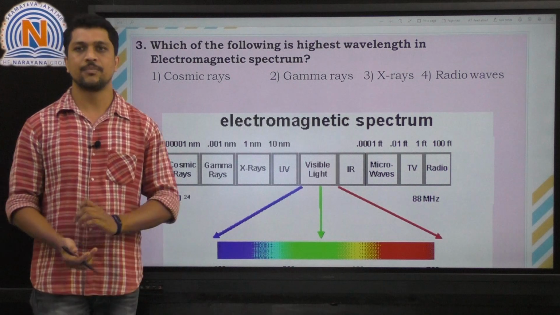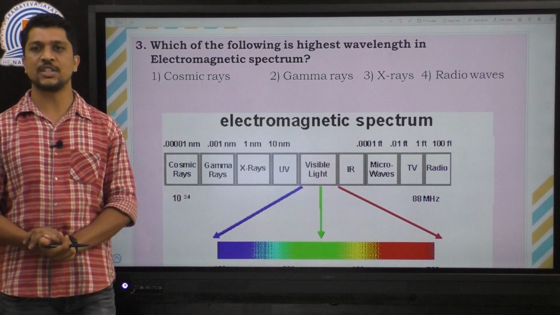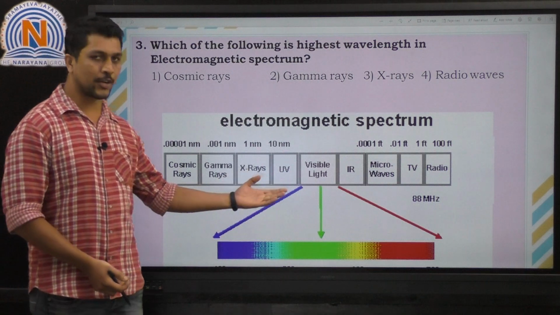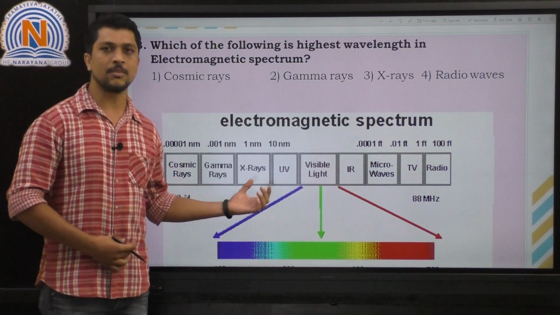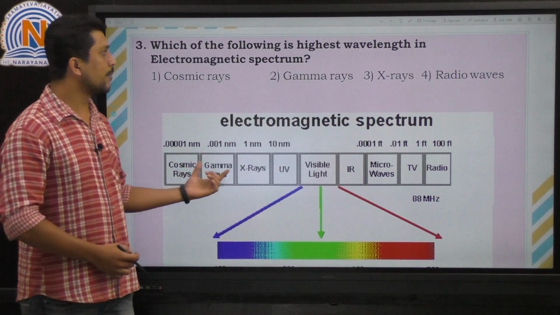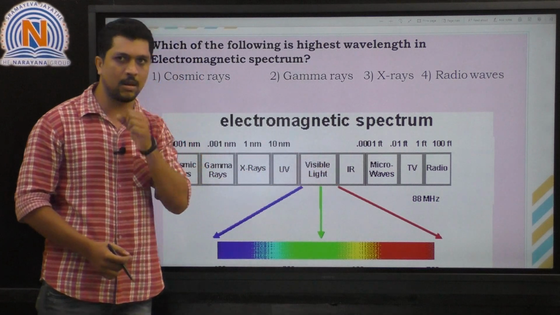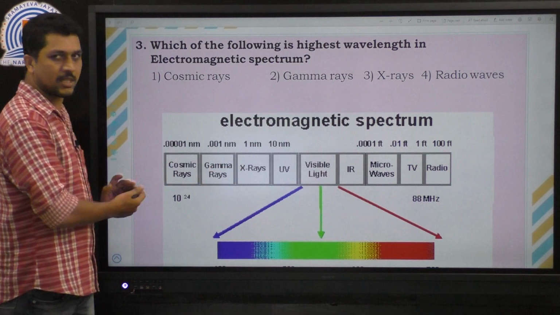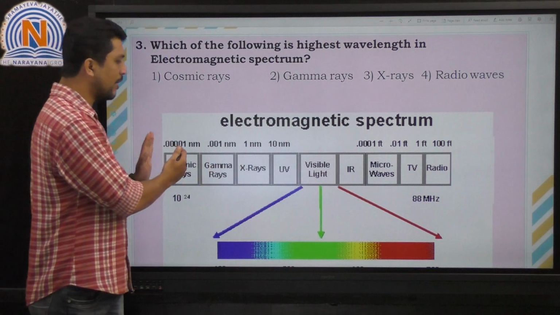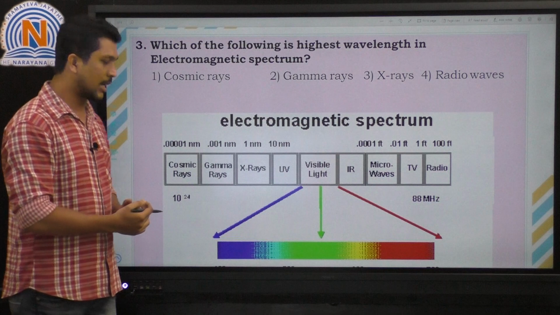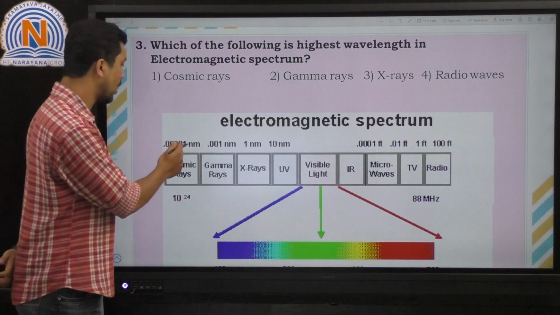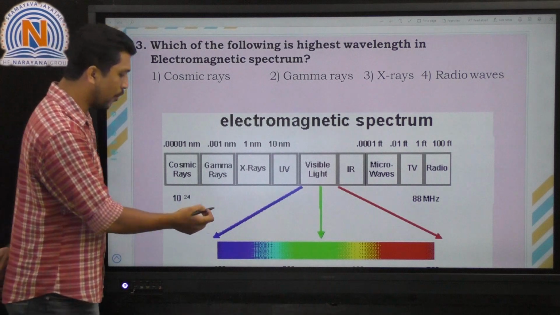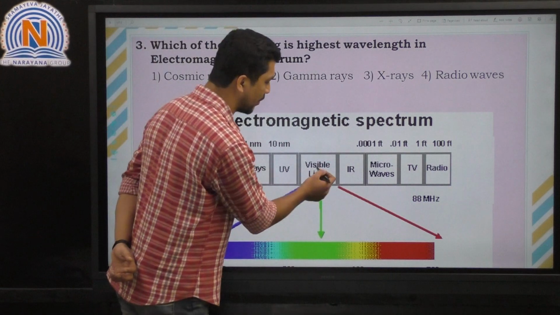Here is the third question, which of the following is the highest wavelength in the electromagnetic spectrum? So this is the electromagnetic spectrum. In this spectrum different wavelengths are present, so different regions, right? From this wavelength to this wavelength is one region, for example 0.0001 nanometer region is the cosmic region, and so on. 400 to 700 is the visible light region.